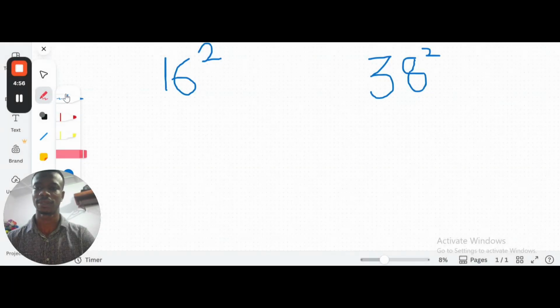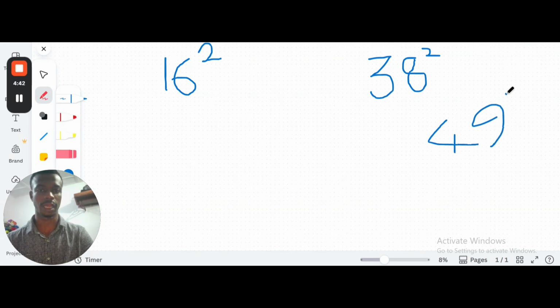Hello. So today we're going to see a very fast way to find the squares of numbers. And this will be useful if you want to find the squares of very large numbers, such as the square of 38 and the square of 49. So let's begin by finding the square of 16, right?